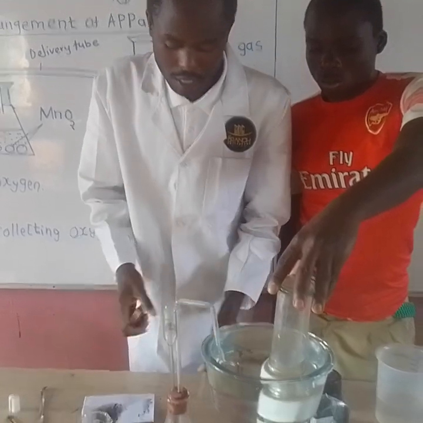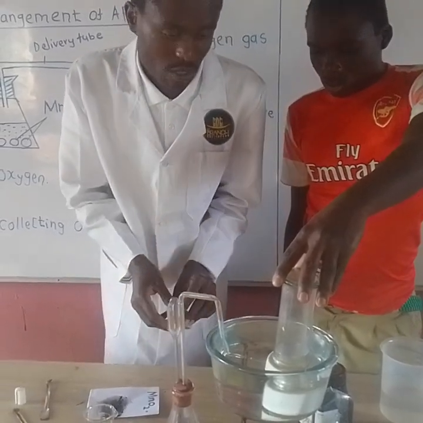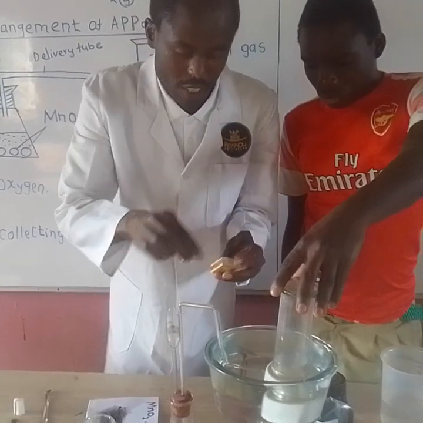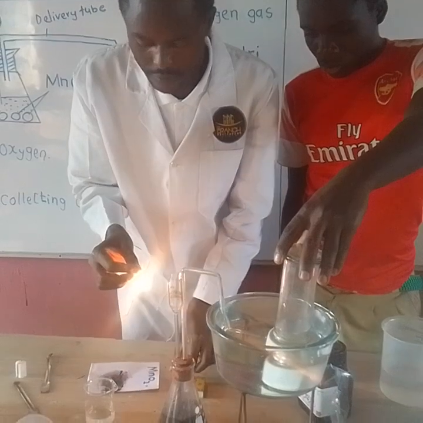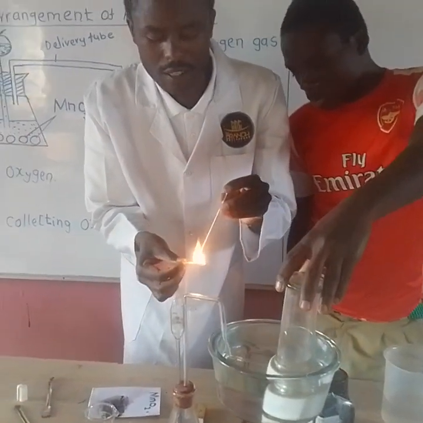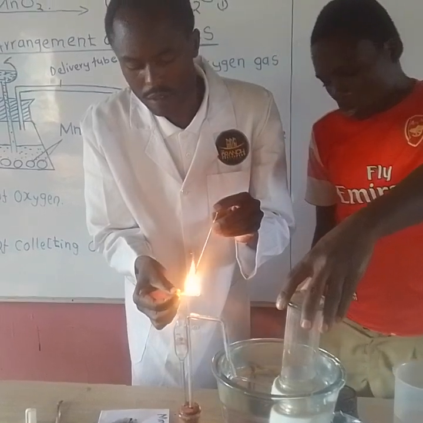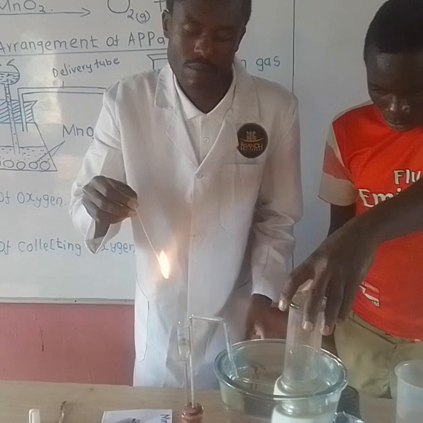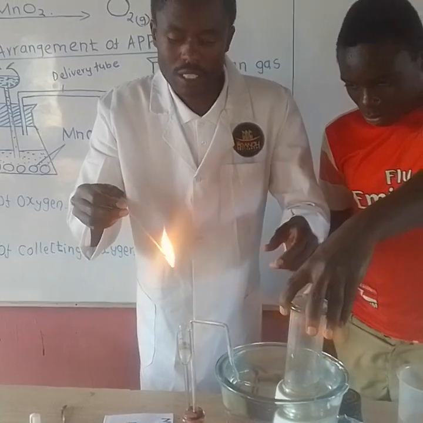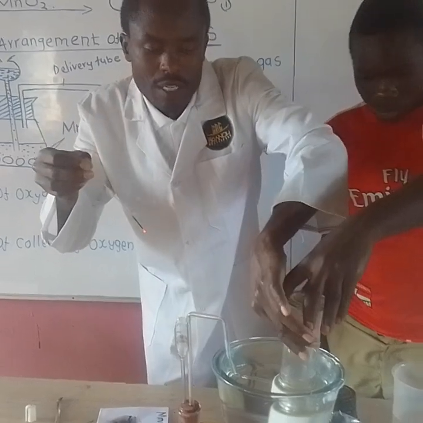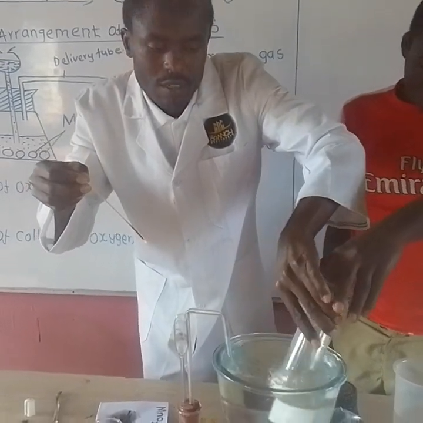Let us go. Emmanuel, you continue holding. So my student, you can watch now. Just watch here what we are doing. So I have to ignite the wooden splint. Then I put off the flame. Is it okay? Then we test. Now this is the glowing splint. Now watch, my student.